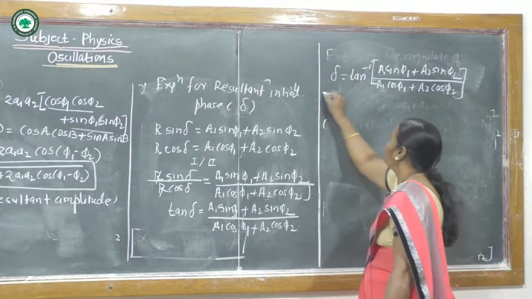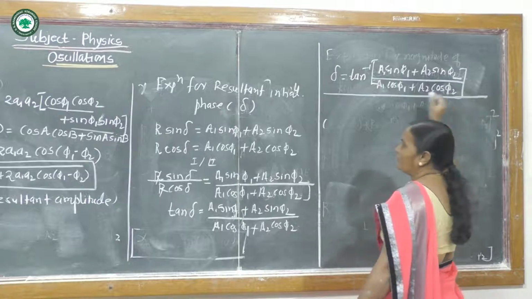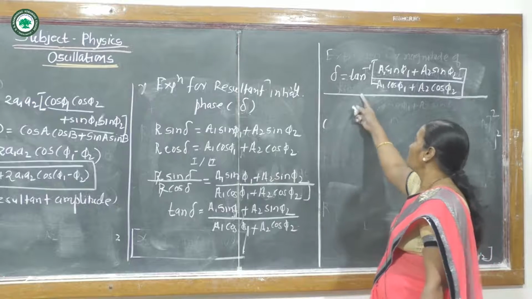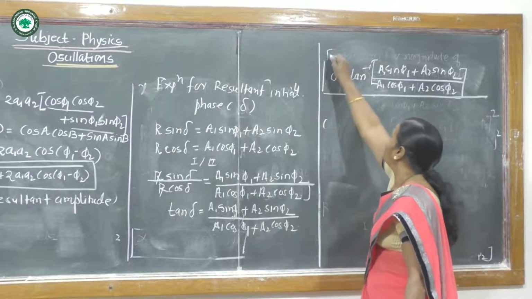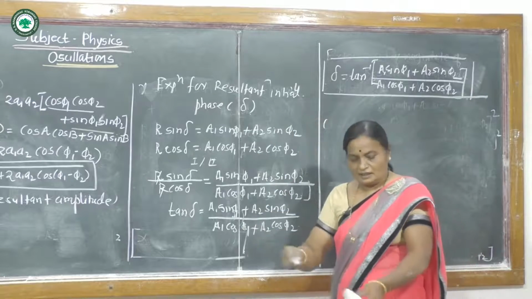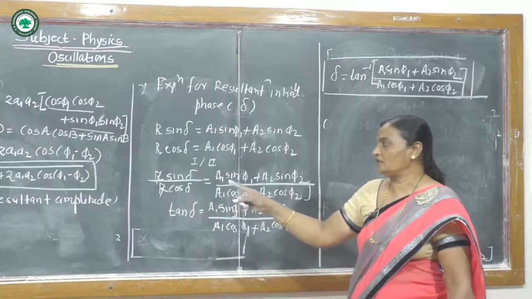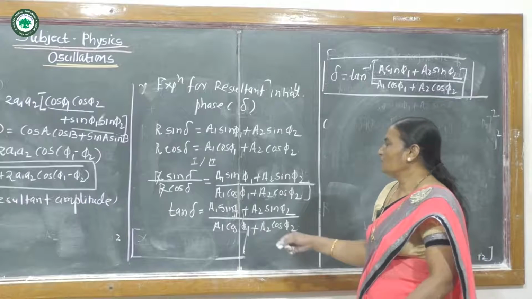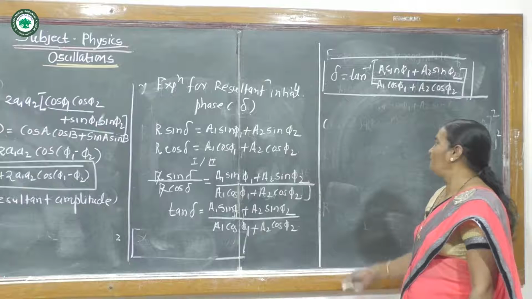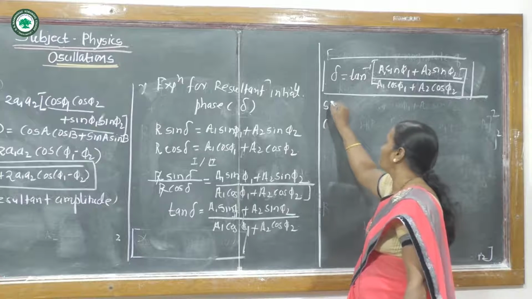This is the resultant equation, the expression for the resultant initial phase of the resultant motion. Now consider the special cases of the resultant amplitude.